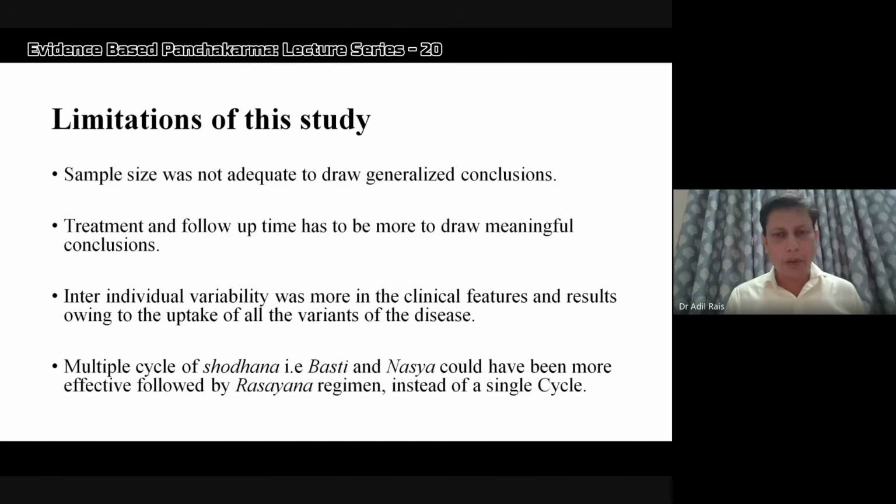The treatment and follow-up time has to be more to draw meaningful conclusions. Inter-individual variability was more. Now, what is inter-individual variability? Some of the patients showed very good results. The improvement in muscular power and movement was good. But in some of the patients, there was no improvement. Again, some patients came to us with minimal features and their disease deteriorated, while some came with some features and remained stagnant throughout. So there was a lot of inter-individual variability after the treatment was given.